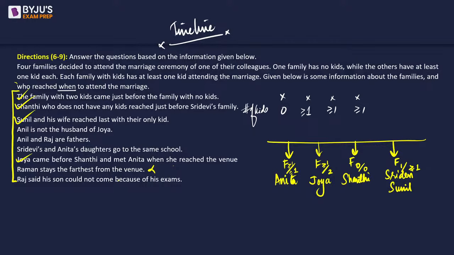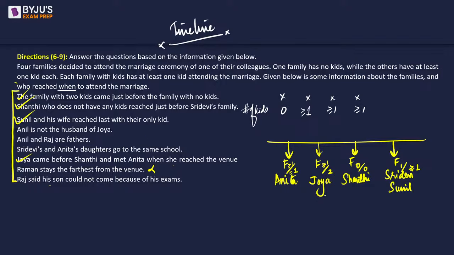Raj said his son could not come because of his exams. So Raj is male because it says his, and his son did not come for the exam. It means Raj has at least 2 kids. है ना? Okay. तो वापस से शुरू करते हैं.